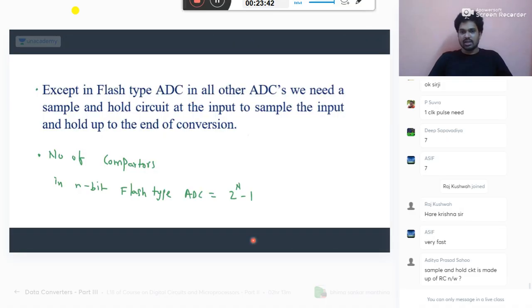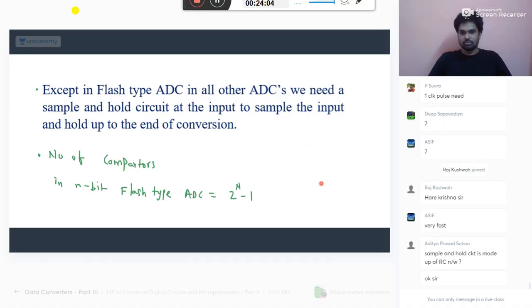No R, it is like a simple capacitor. The capacitor is instantaneously charged and kept that way. When the resistor is not there, it will not discharge. If a resistor is there, this fellow will discharge. Then again your input will not be constant. Is it clear, these 2 points?